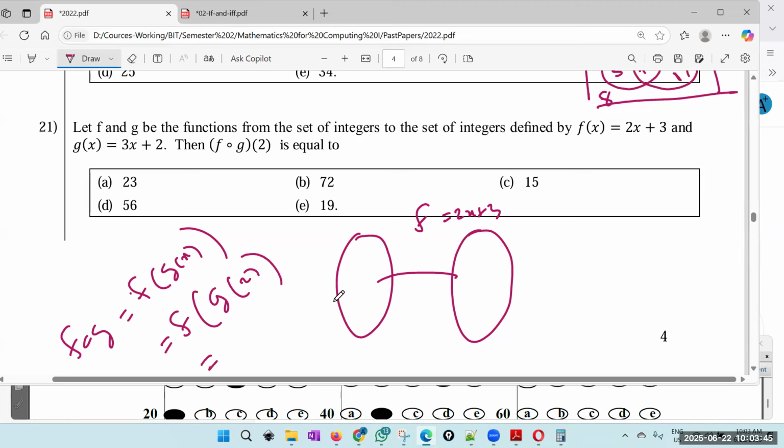So f of g of 2. I don't need the diagram now. g of 2 is 3 into 2, which is 6, plus 2 is 8. So that is f of 8. f of 8 is 8 into 2, which is 16, plus 3, 19. Answer is E.